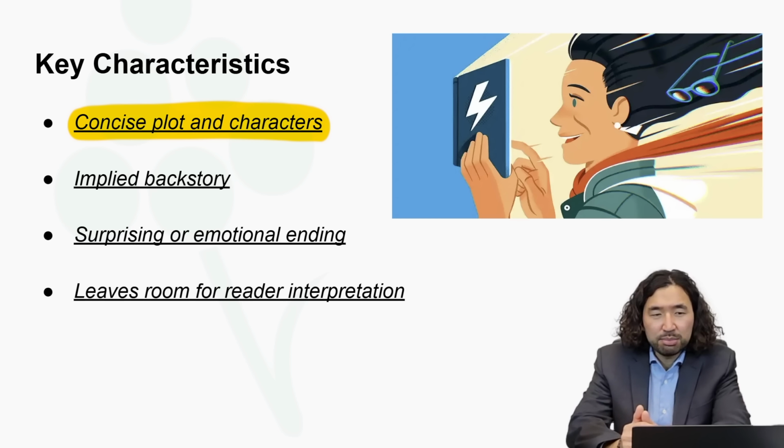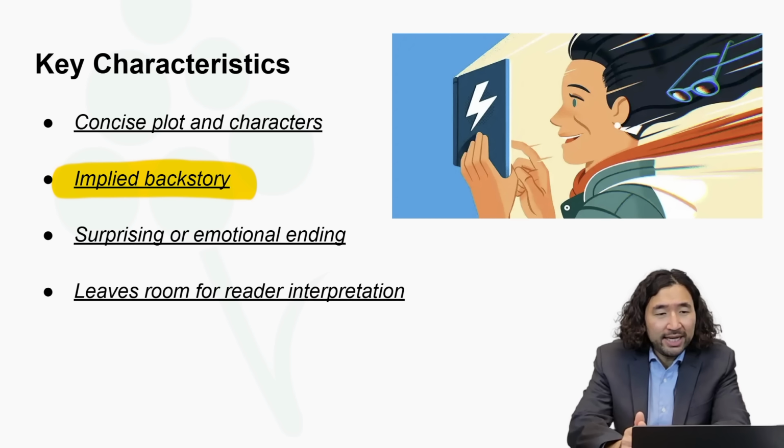Key traits for flash fiction. First, concise plot and characters. We don't have much room to develop our story or characters. We have to be very to the point, concise, and not have many layers when it comes to characters. Second trait, implied backstory. We don't have to explicitly tell everything in detail. There has to be implied backstory that we somehow assume.